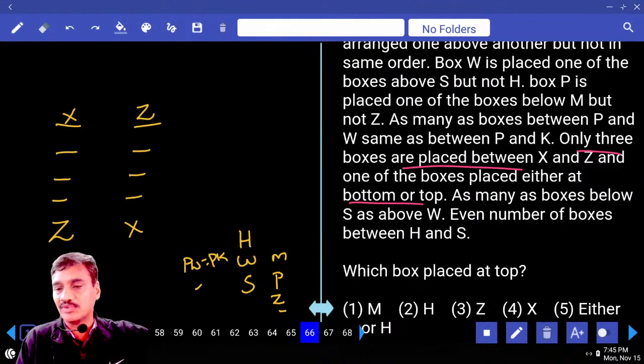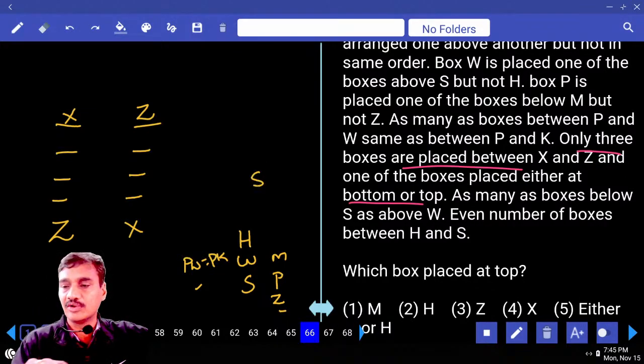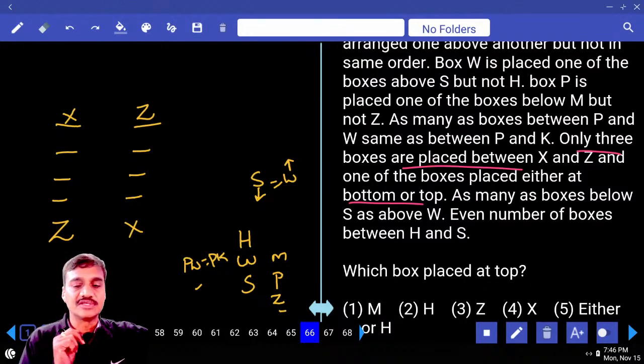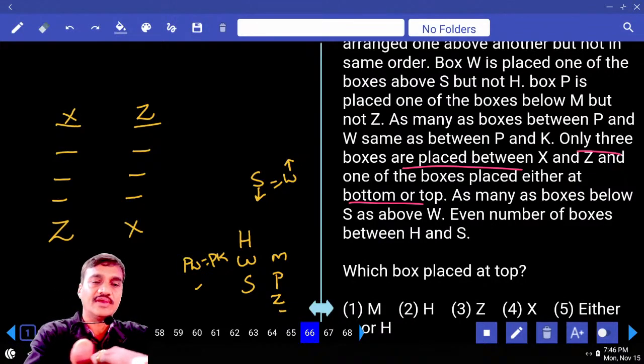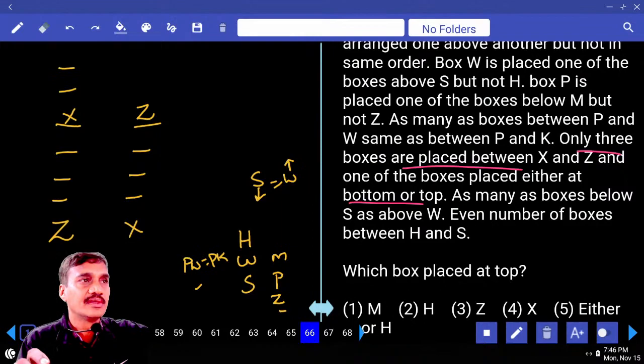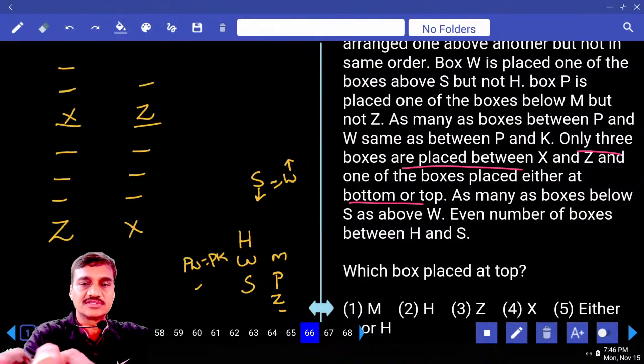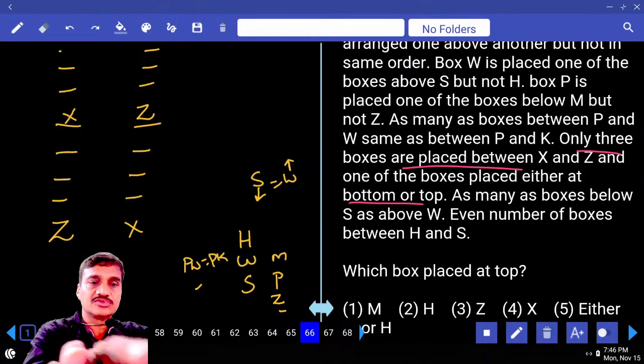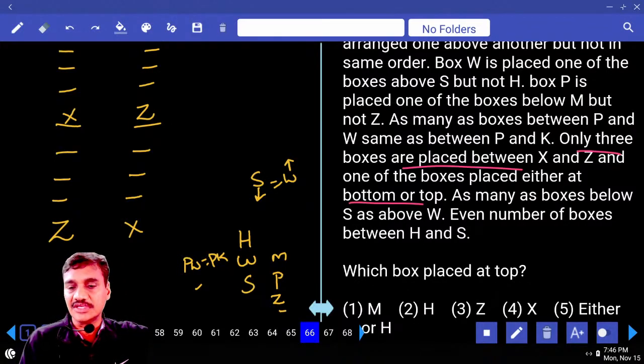As many boxes below S as above W. Now S and W. The number of boxes below S equals the number of boxes above this W. And even number of boxes between H and S. Now this is the information given. Even number of boxes between H and S. Now tell me from where we can start with this one. Now 1, 2, 3, 4, 5, 6, 7, 8 boxes. Now 8 boxes were there. As 8 boxes were there, number of boxes between S and W.